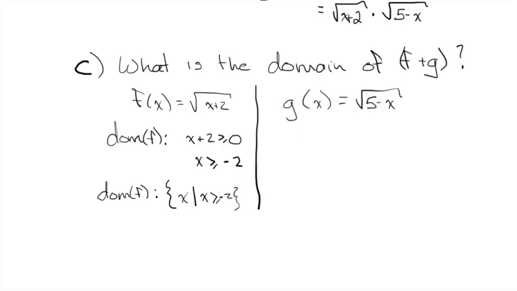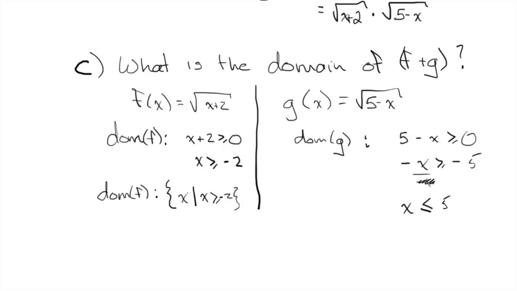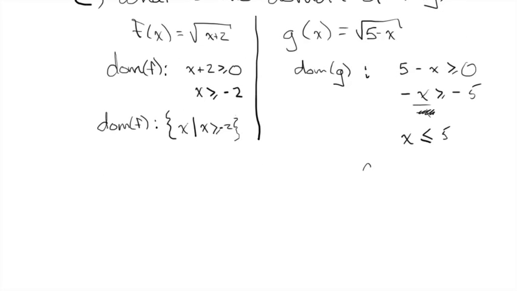Do the same thing over here. So the domain of g occurs when everything under the square root is bigger than or equal to 0, which means negative x is bigger than or equal to negative 5. Divide both sides by negative 1, you'd get x, and then we have to switch the signs, is smaller than or equal to positive 5. Which means the domain of g is the set of all x such that x is smaller than or equal to 5.